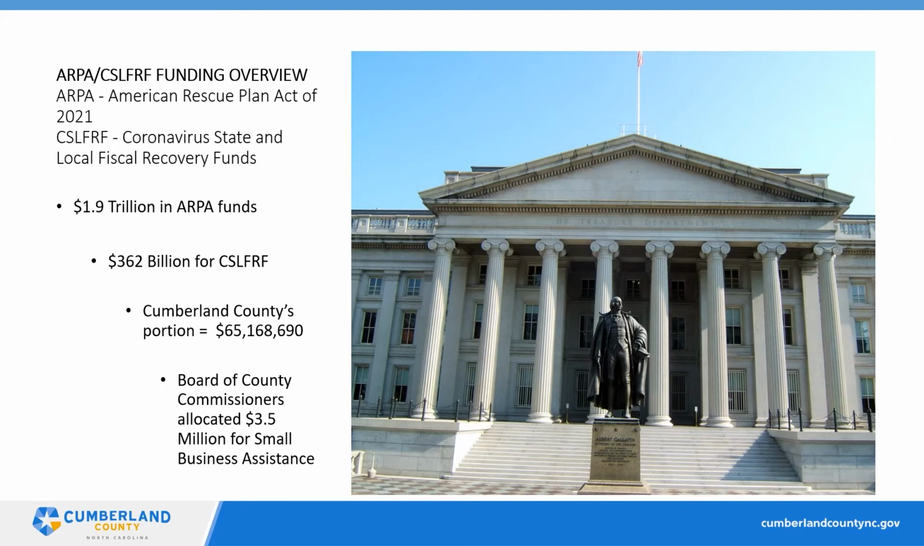Of that $1.9 trillion, $362 billion was appropriated for coronavirus state and local fiscal recovery funds, of which $65.2 million has been allocated to Cumberland County. The Cumberland County Board of Commissioners has appropriated $3.5 million of this allocation to be used for the Small Business Economic Assistance Program that we are discussing today.